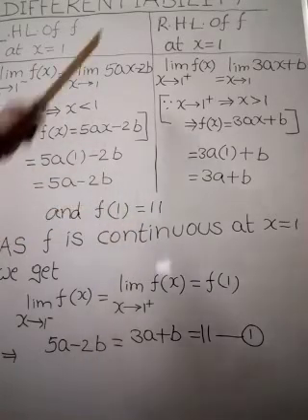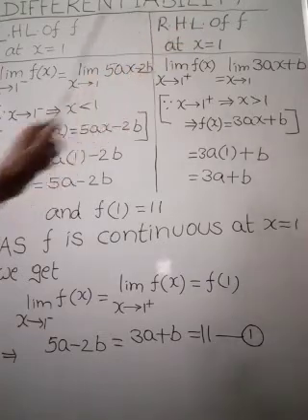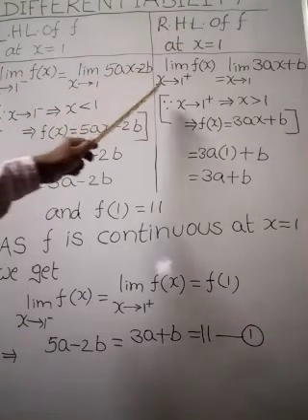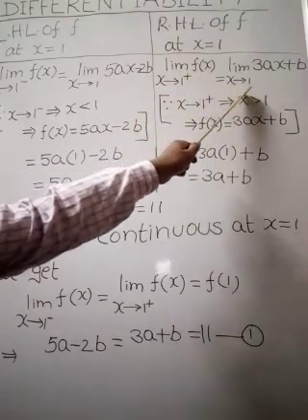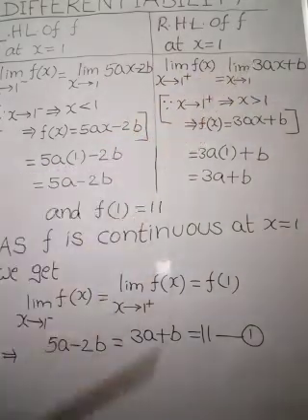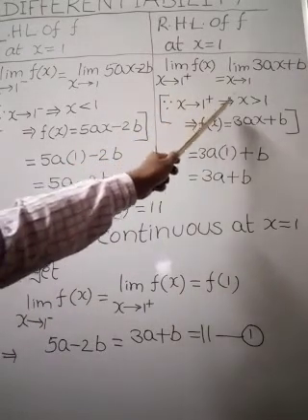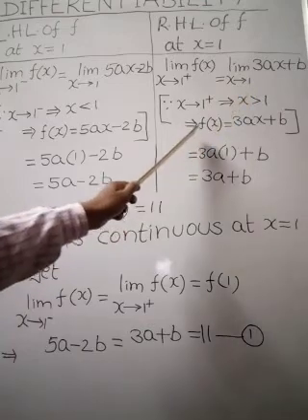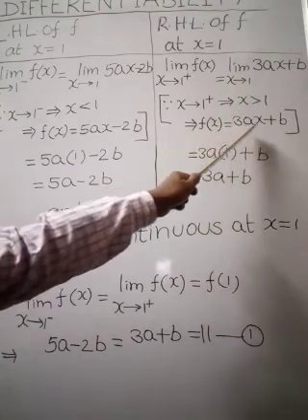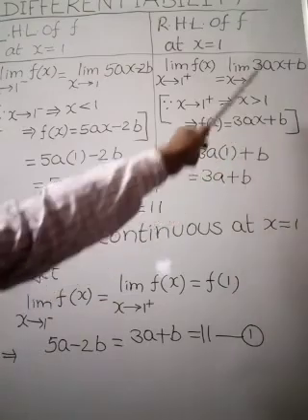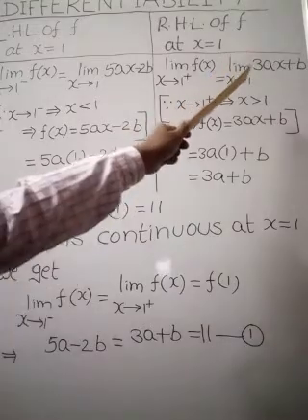Right. Similarly, come to the right hand limit of f at x is equal to 1. So, as x tends to 1 plus, limit f of x is equal to, as x tends to 1, limit 3ax plus b, because x tends to 1 plus means x is greater than 1. If x is greater than 1, f of x is defined as 3ax plus b. That is why we are taking this function only, not this function. Understood that step, my dear children?